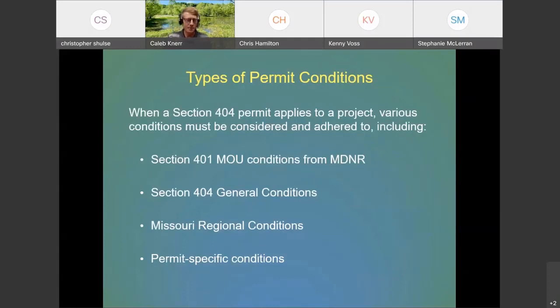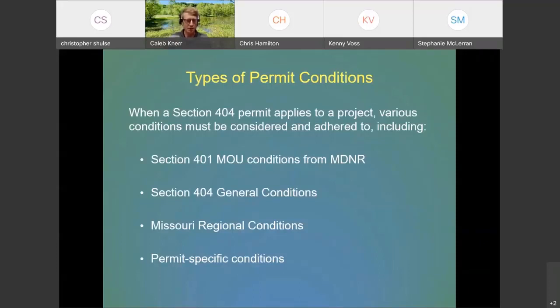There's a lot of overlap between the Section 401 MOU conditions and the Section 404 general conditions, and we'll get into that a little bit in a few slides. There's Missouri regional conditions that we have to abide by when we have nationwide permits and on the projects that impact waters of the U.S. And then sometimes there's even permit specific conditions. So beyond all of these conditions that you have to follow, they can add conditions. As you can see, there's a lot of stuff we have to ensure that the contractors are following whenever we have projects with conditions.